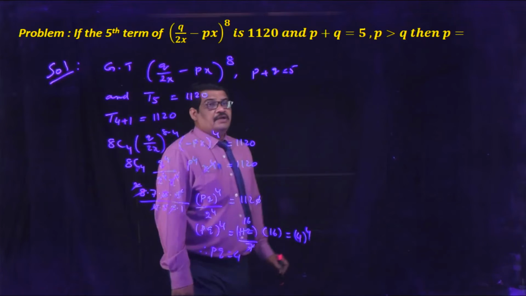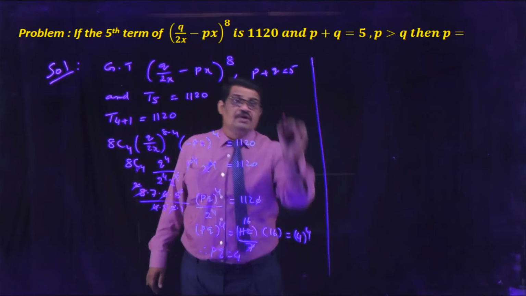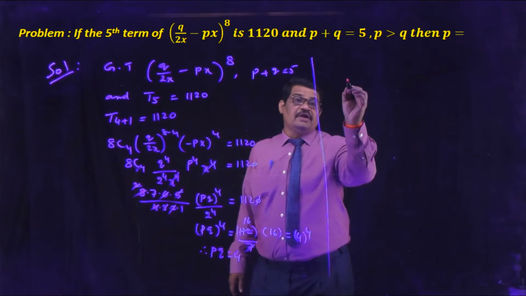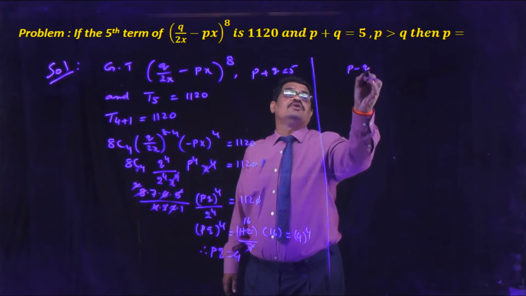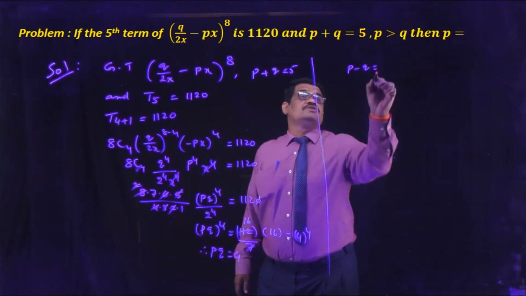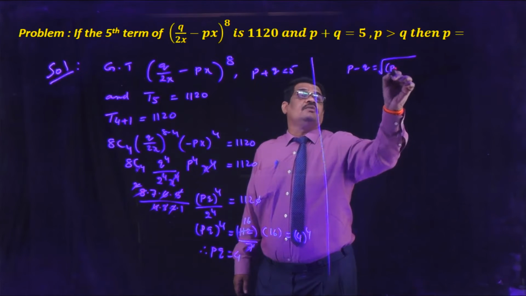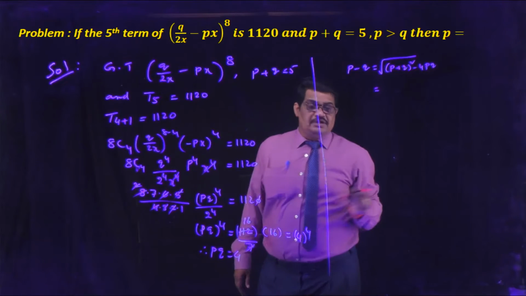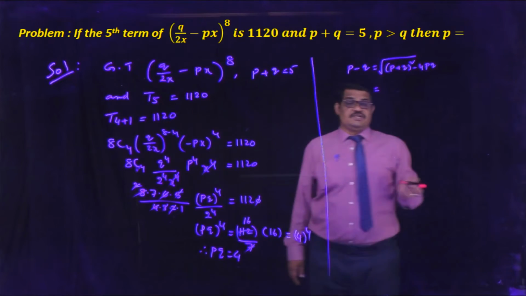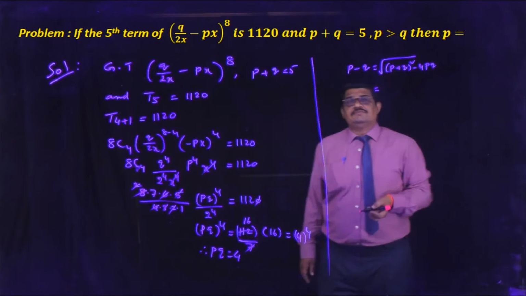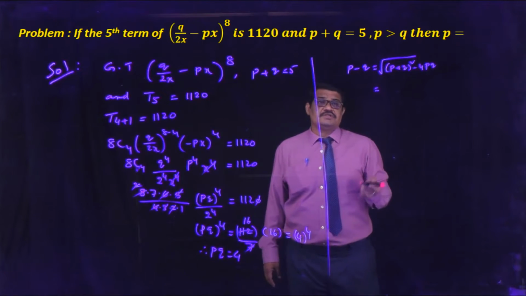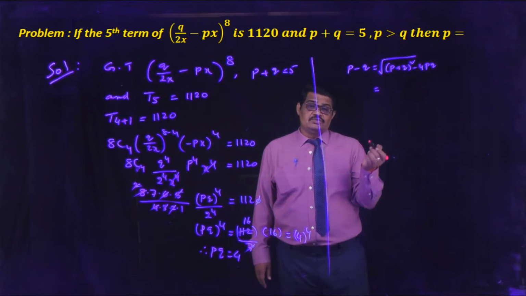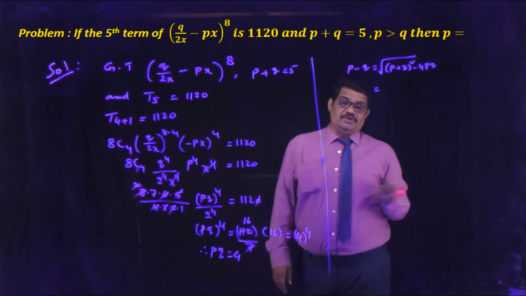We are given here p + q is 5 and pq is 4. So then we are writing p - q. What is p - q? It can be written as the root of (p + q) whole square minus 4pq. So that is the formula: (a + b) whole square minus (a - b) whole square is equal to 4ab. That is, (a - b) whole square is equal to (a + b) whole square minus 4ab. From that, a - b is the root of (a + b) whole square minus 4ab, that is the formula.